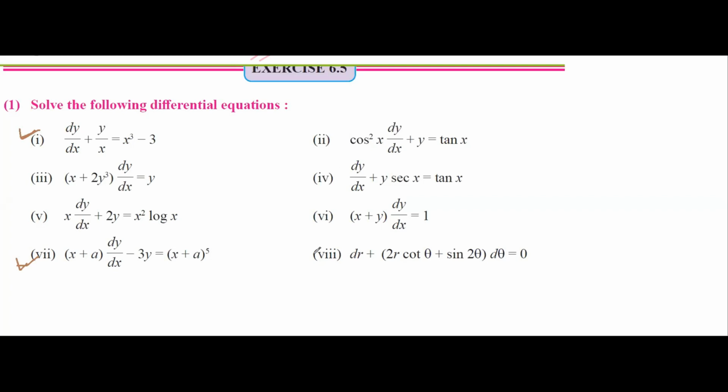Now I'm solving the 8th sum. Here how many variables are there in the 8th sum? Two variables are there: one is r, second is theta. So what I can assume is that r may be some radius and theta may be some angle in radian for that particular curve. So let's try to understand what this curve could be and how that curve could look.